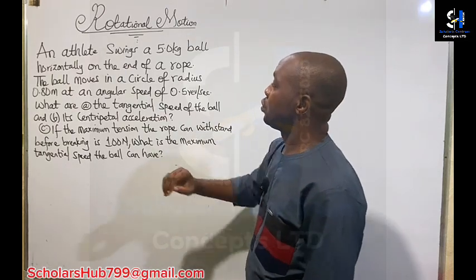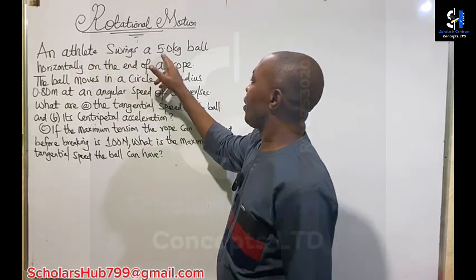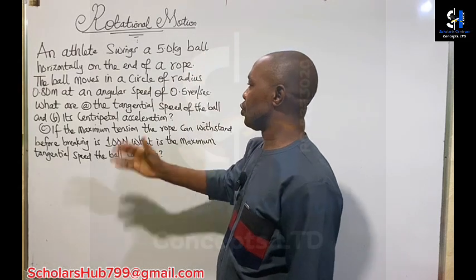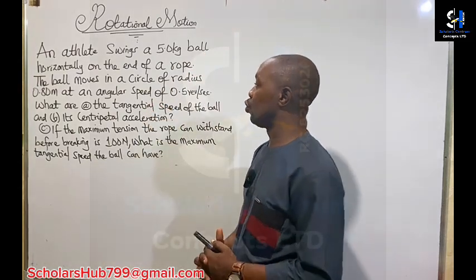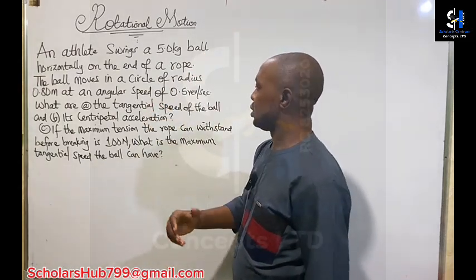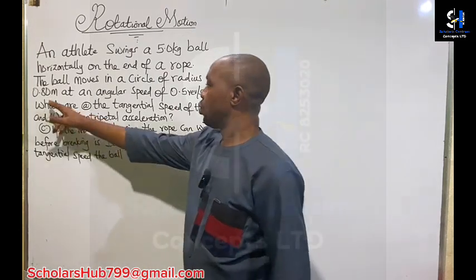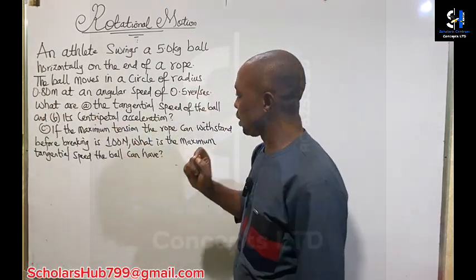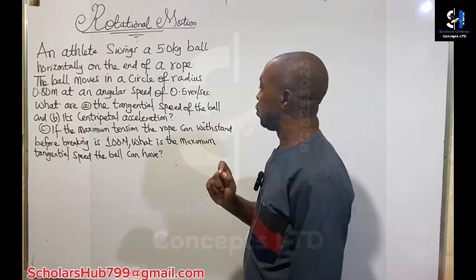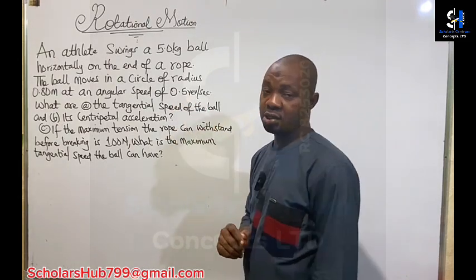Now the question reads: an athlete swings a 5.0 kilogram ball horizontally on the end of a rope. The ball moves in a circle of radius 0.80 meters at an angular speed of 0.5 revolutions per second.